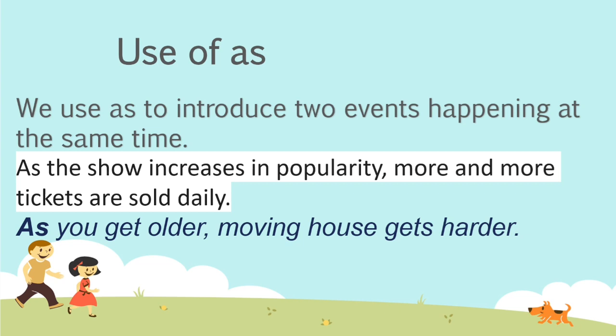So here, which two events are happening? The show is increasing in popularity, and due to that, more tickets are being sold. One more example of "as" is, as you get older, moving house gets harder. So here again, two events are happening. One is getting older and the other is moving house. So here we can see that we have used the word "as" to join two events which are happening together and which are connected to each other.